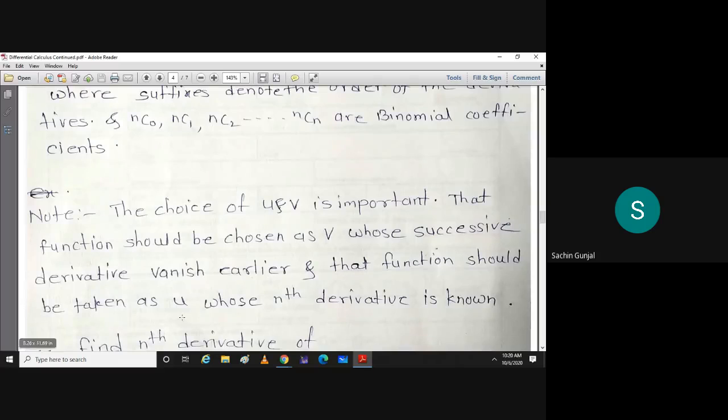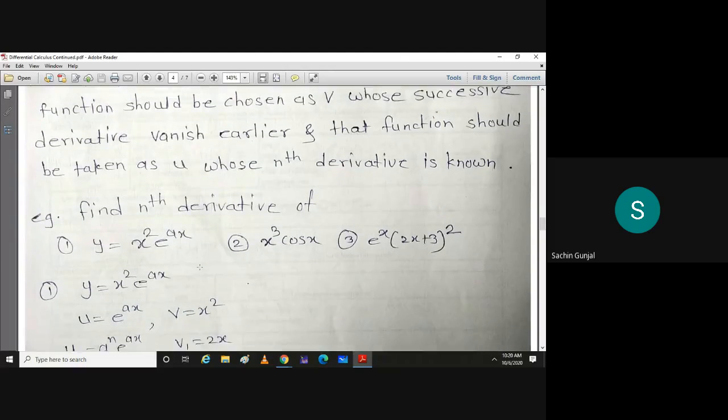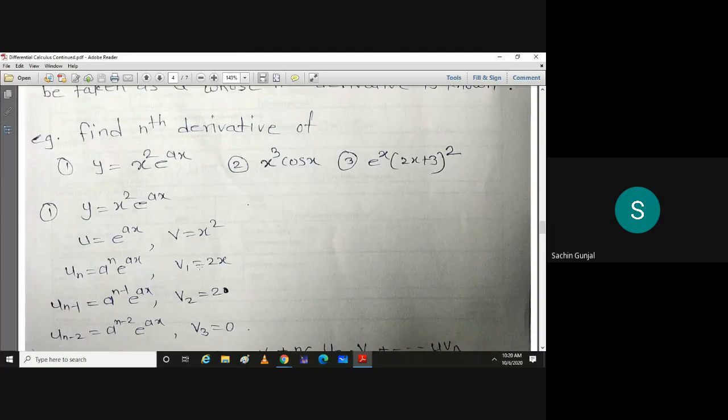And the function should be taken as u whose nth derivative is known to you. All right. So first is find nth derivative of x square e raised to x. Okay, let us quickly find out its nth derivative. So tell me choices for u and v. Which should be v, your u? x square is v, and u is e raised to x. Okay, so find out their successive derivatives.